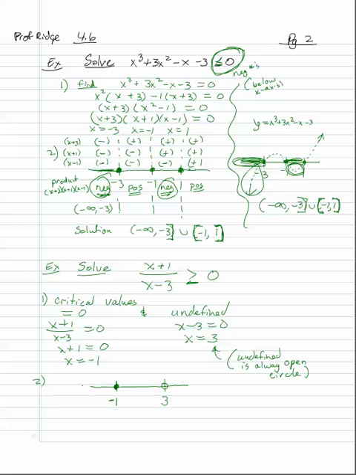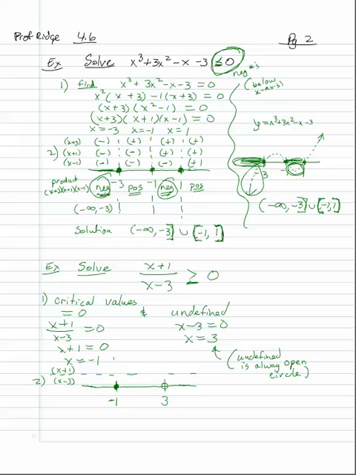Okay, for this one, graphing rational equations is a lot harder than polynomials, so we'll just do the sign method. So we're going to do the x plus 1, x minus 3, and you could do the test point method too.